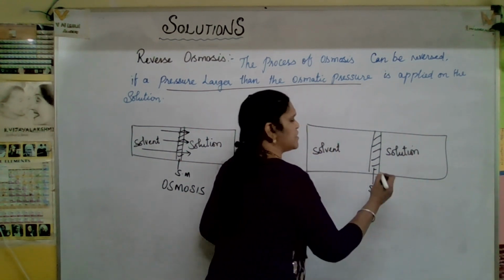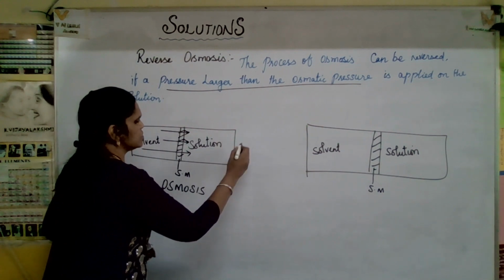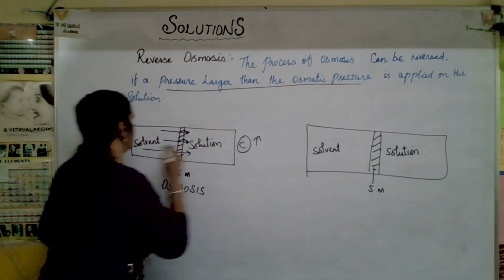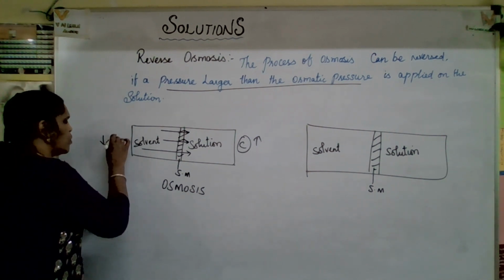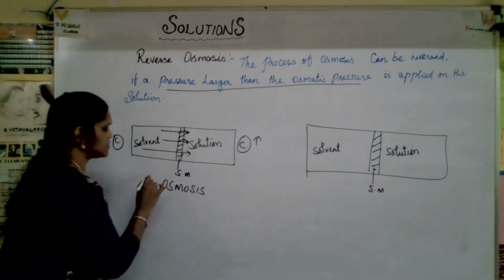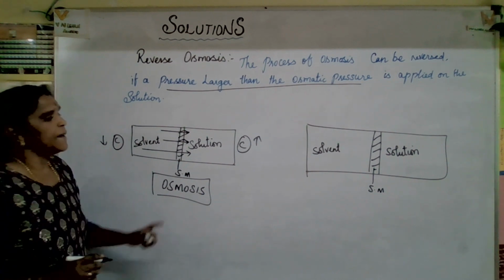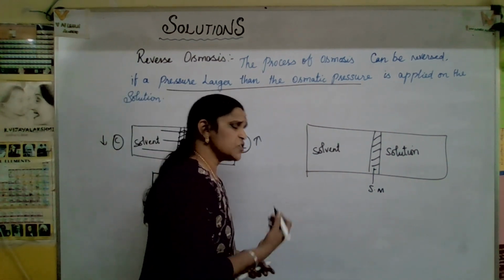The concentration will be higher on the solution side, and lower on the solvent side. So the solvent passes from lower concentration to higher concentration. That is called osmosis. But here, it is just the opposite.